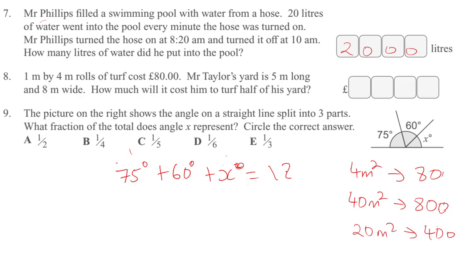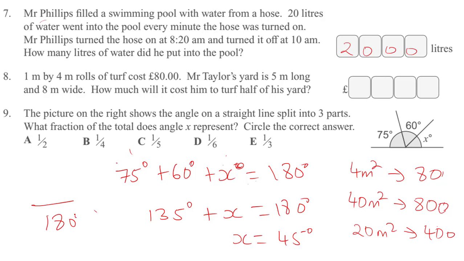So what we need to do now is see what we need to add on as X to give us 180. Now 75 plus 60 is 135. If we add X, the answer is 180. So obviously X is going to be 180 take away 135, which is 45. So X is 45 degrees. But they don't want it as a degree, they want it as a fraction of the whole thing. The whole thing is basically 180. Remember, the angles on a straight line add up to 180. So as a fraction, we're going to have everything out of 180, but the top one is going to be just the X, which is 45.